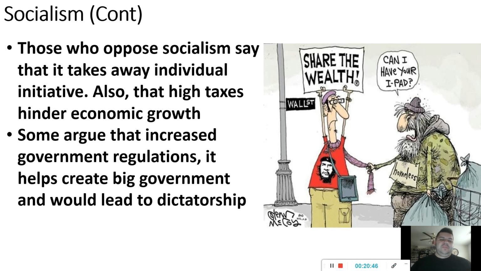Now, those who are against socialism usually say several things. One, they say it takes away from individual incentives and initiative, which is, in a sense, true, because if you're getting paid the same as somebody else, would you really want to work harder if your pay is not going to get better? You're just going to get a title. Now your title is manager. More responsibility, but the pay is still the same. Would people still want that?